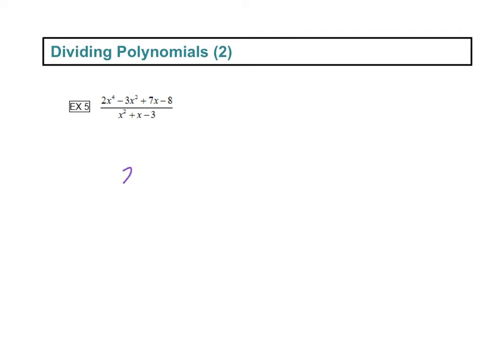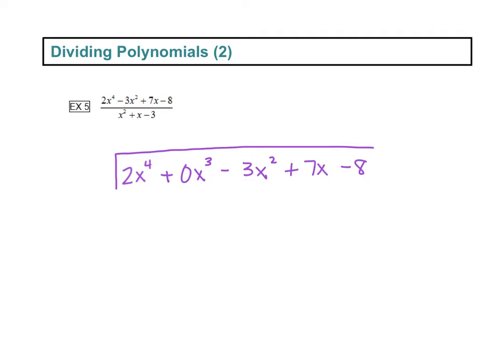We start out with our 2x to the fourth, and one thing I'm going to do on this one that I think will probably be good practice when you do your homework is this: I noticed that we have 2x to the fourth, and then an x squared. We're missing that x cubed. So let's put in a 0x cubed just as a placeholder, minus 3x squared plus 7x minus 8. I know that makes it look longer, but when we do our long division, it's going to help us to have that 0x cubed right there. All right, we're dividing this by x squared plus x minus 3.